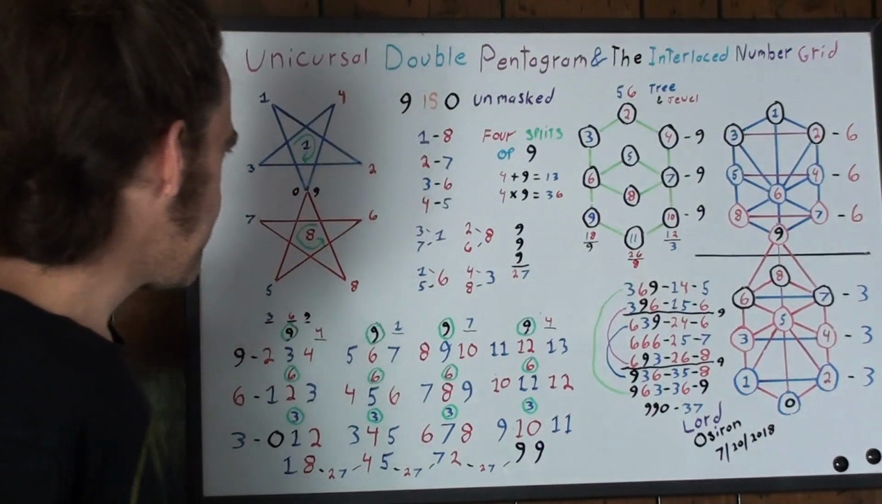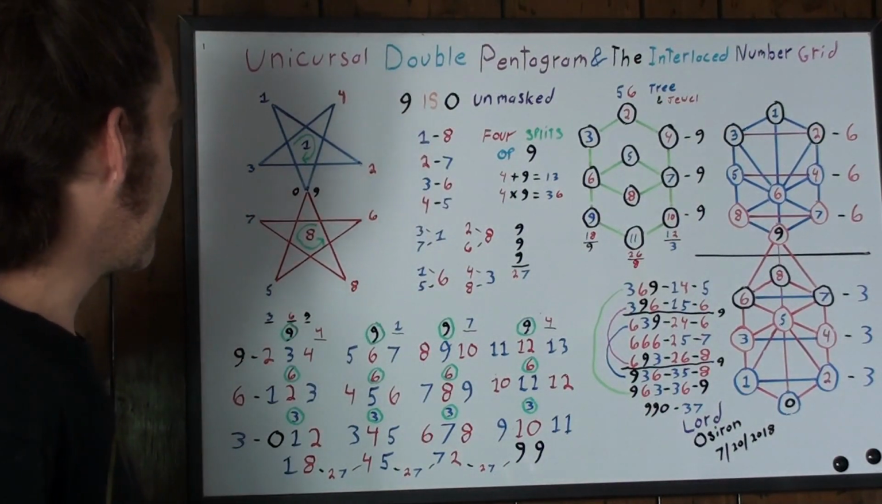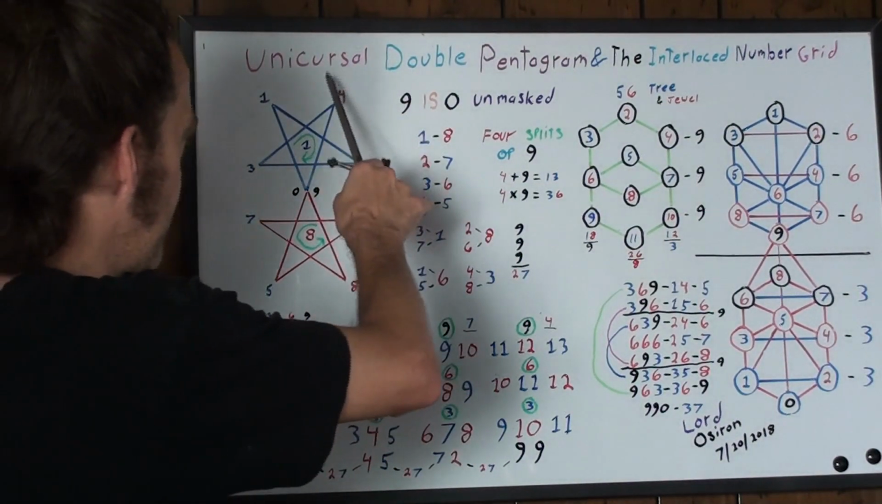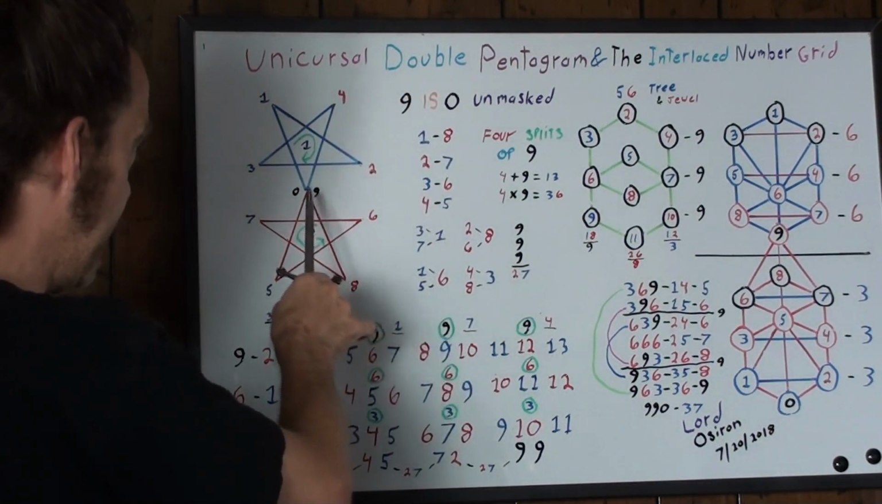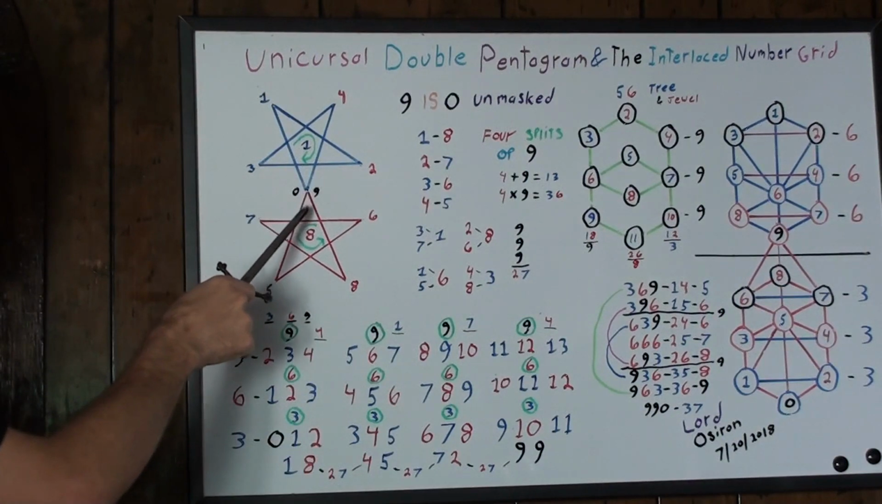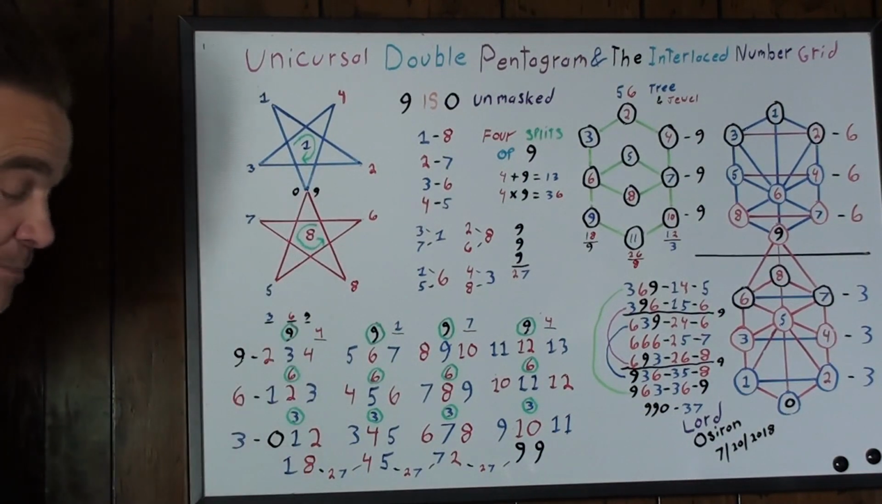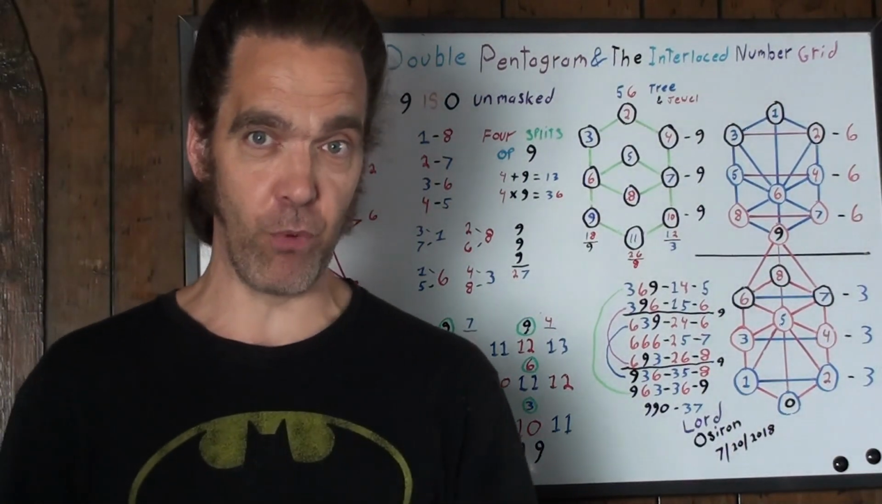So now I want to get into something amazing, because this title is called the Unicursal Double Pentagram and the Interlaced Number Grid. And I discovered this structure here. You're going to see two stars here, two pentagrams. And basically I discovered this trying to fill up board space.